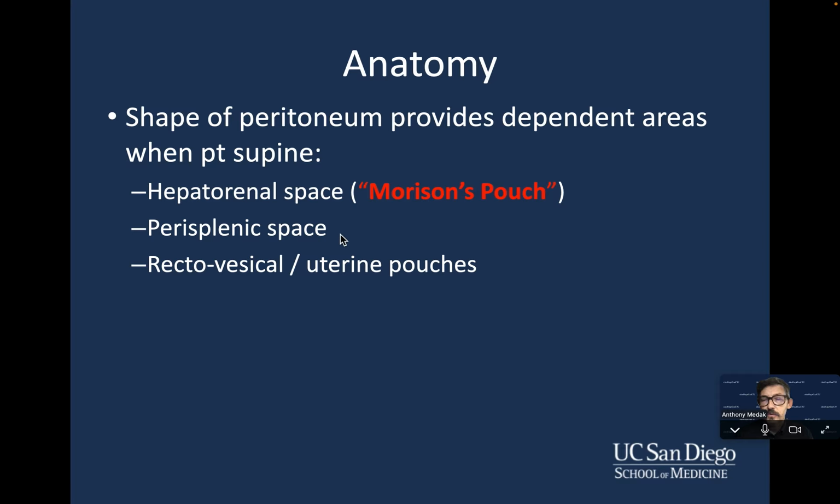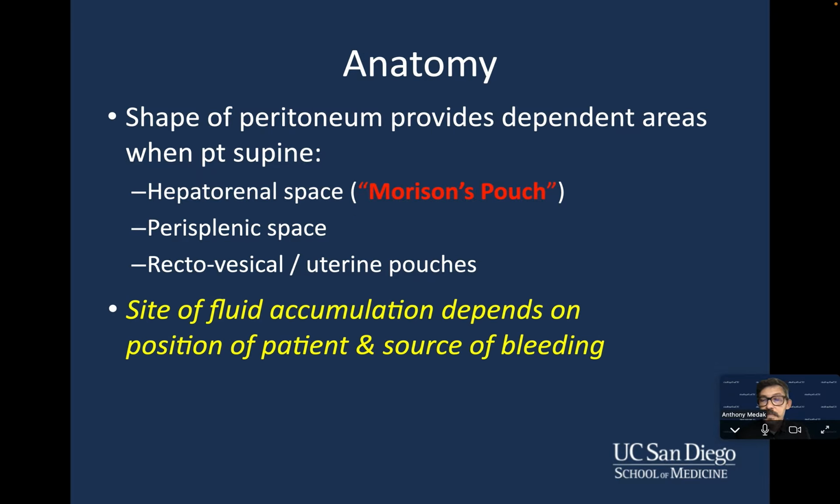Another place where fluid will accumulate in the peritoneum when one is lying flat on their back in a supine position is around the spleen and the kidney. And then lastly, in the pelvis, the rectovesical or rectouterine pouches are also places where fluid can accumulate.